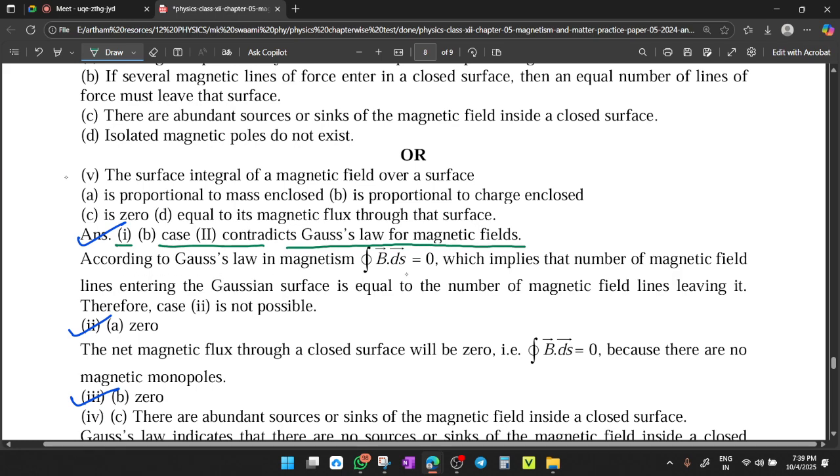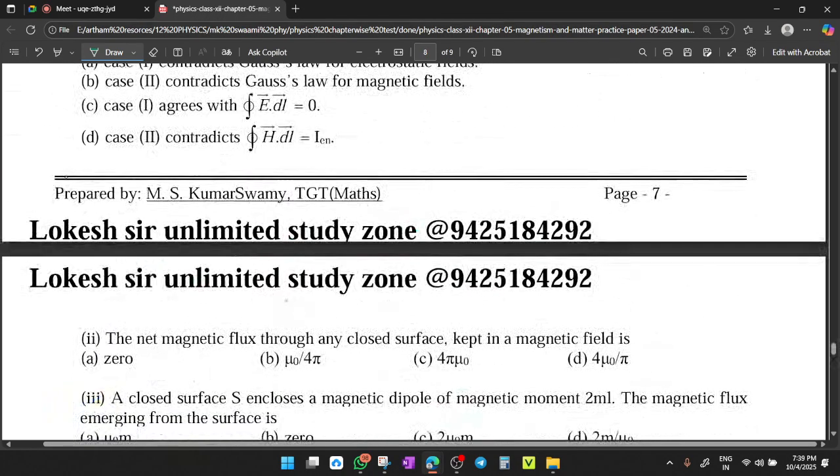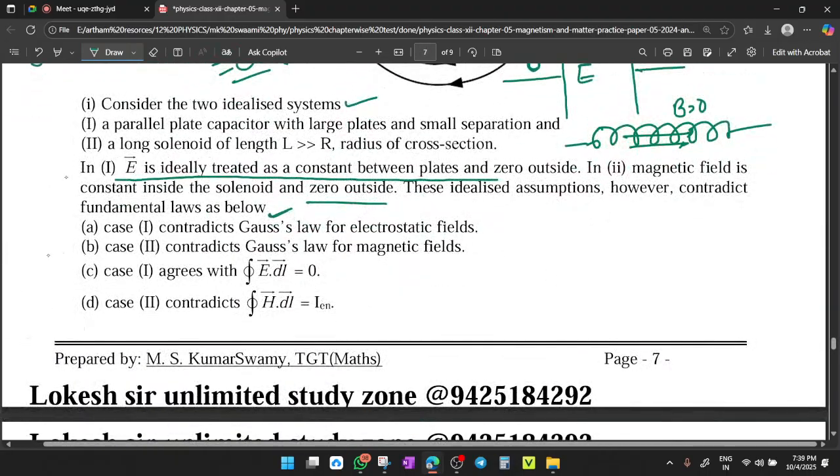According to the Gauss law for magnetism, B dot ds equal to 0, which implies that the number of magnetic lines entering the Gaussian surface equals the number of lines leaving it. Therefore, case 2 is not impossible. Yes, see here. We know the number of lines of force emerging out from the dipole will be coming inside to this coil.